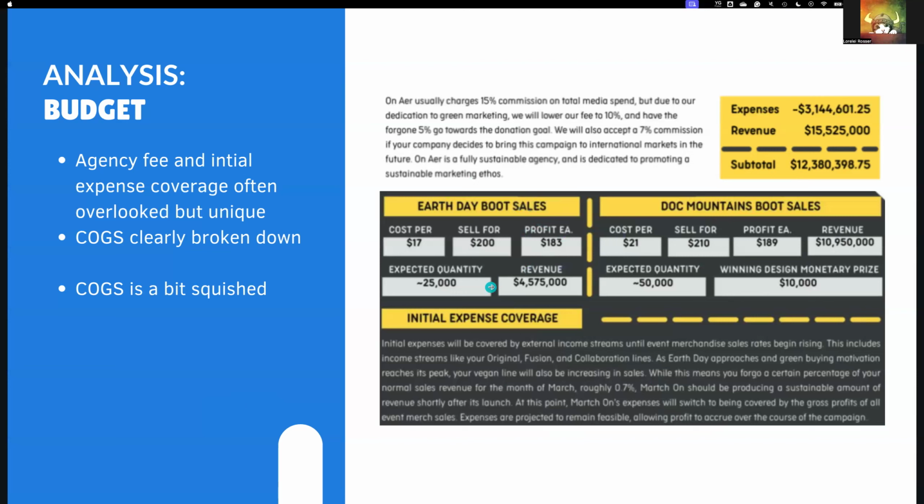COGS are something that a lot of students overlook, but you really shouldn't. You should have at least this information: cost per, sell for, profit each, expected quantity, revenue. You can give more information, but try not to give any less. If your cost per looks low, even if it was accurate, inflate it. I actually had to do that for mine.